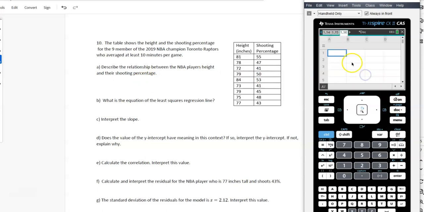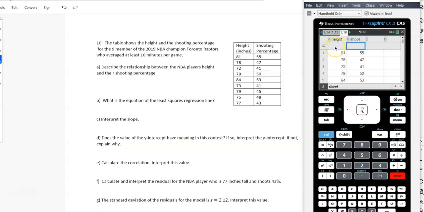So for your x, at the top, you're going to type in height and type in all those data values. And I'm just going to shoot and type in all those data values. I already typed them in a minute ago. Okay, describe the relationship between height and their shooting percentage.